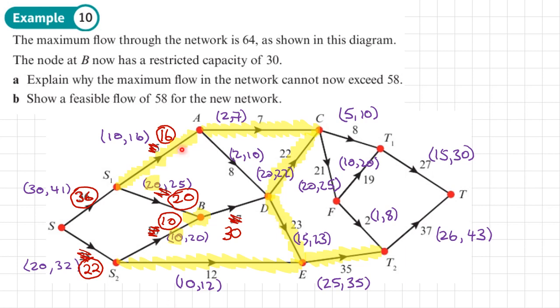So working our way across, I've got 16 going into A. I've got 7 here that's saturated. I can't increase that by more. So if I want to keep this as 16 coming out, this needs to be increased to 9, which is fine. I can do that because its maximum is 10. So I'll change that to 9.